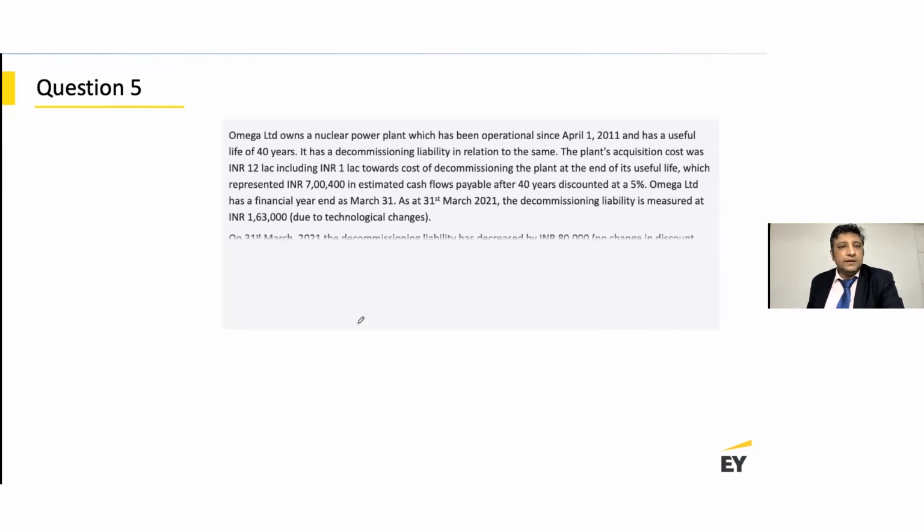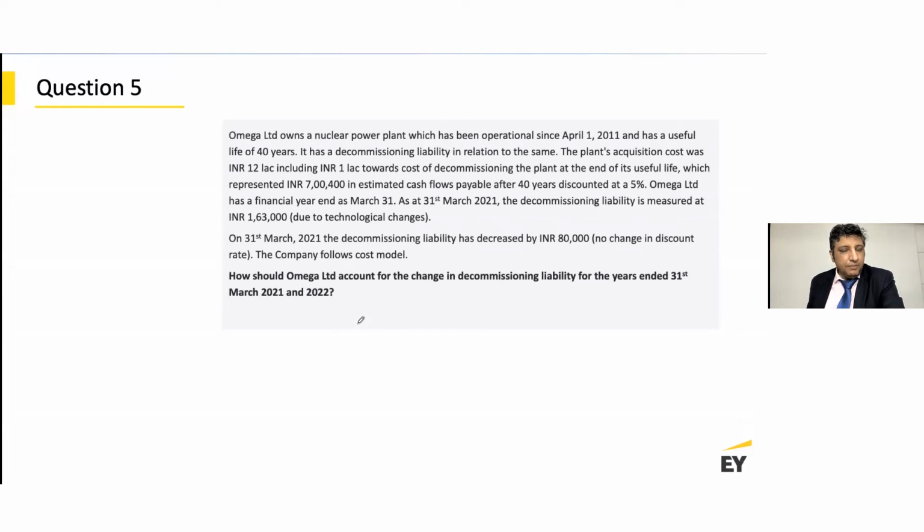Okay. We are provided with the information about a company, Omega Limited, which suggests that Omega Limited owns a nuclear power plant, which has been operational since 1st of April 2011 and has a useful life of 40 years. So let's mark the dates as we read. It has decommissioning liabilities in relation to the same. The plant's acquisition cost was 12 lakh rupees, including 1 lakh rupees towards the cost of decommissioning the plant at the end of its useful life, which represented rupees 7 lakh 400 in estimated cash flows payable after 40 years, discounted at 5%.